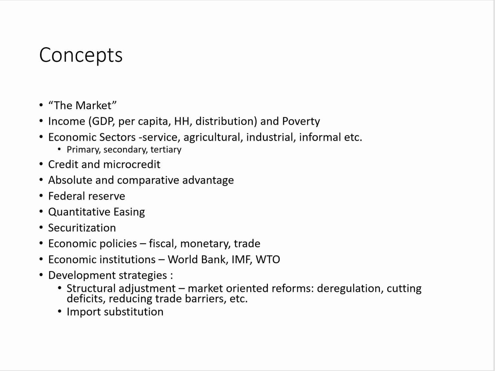Reducing trade barriers, basically not throwing up high tariffs that prevent international trade from happening. So these kinds of policies collectively are known as structural adjustment. And then there's import substitution policies, which basically are policies that sometimes developing countries pursue to strengthen local industries.